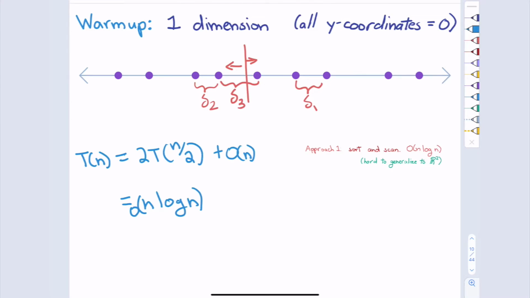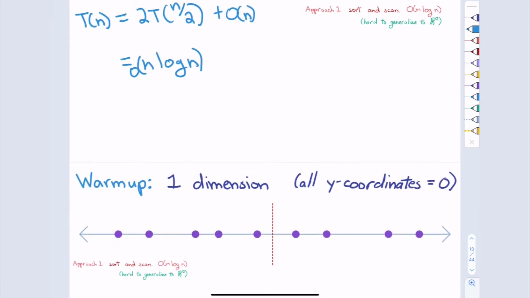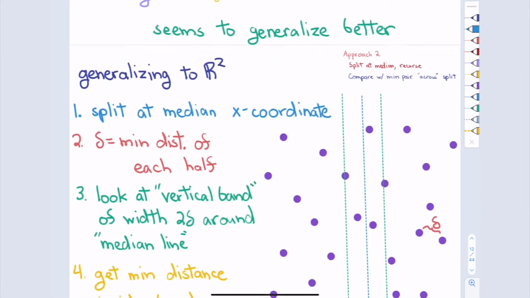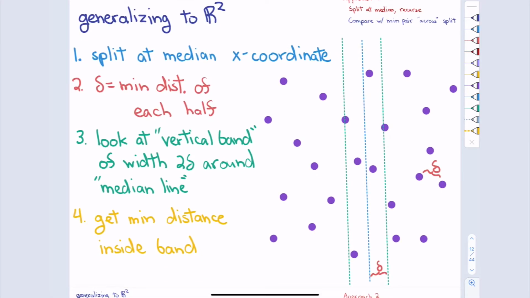So this approach we'll find is going to generalize a little bit better. We're going to try to take this approach and generalize it to the plane. Let me explain. Maybe I'll draw some of these. Here is one idea to try to generalize. It might seem a little asymmetric, but nonetheless. So I have points in the plane now. Step one is I'm going to get the median x-coordinate, and just imagine a line there, splitting the point set in half. So think of that blue line as the median.